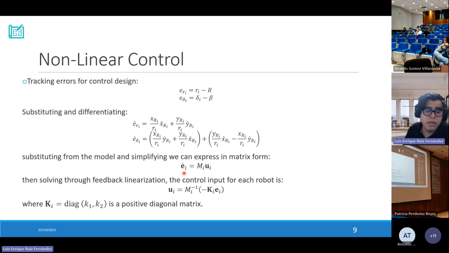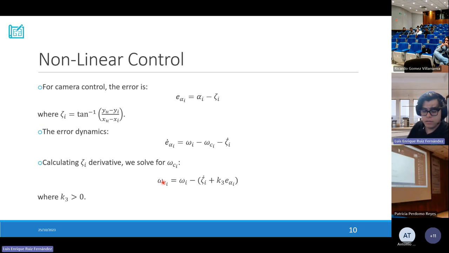So then we can propose the error dynamics that we want, which is well known, so minus KE. And then we can solve for u. So we have this control law to achieve the formation. This is just for the formation, okay? So we know that K must be a diagonal matrix with positive gains.